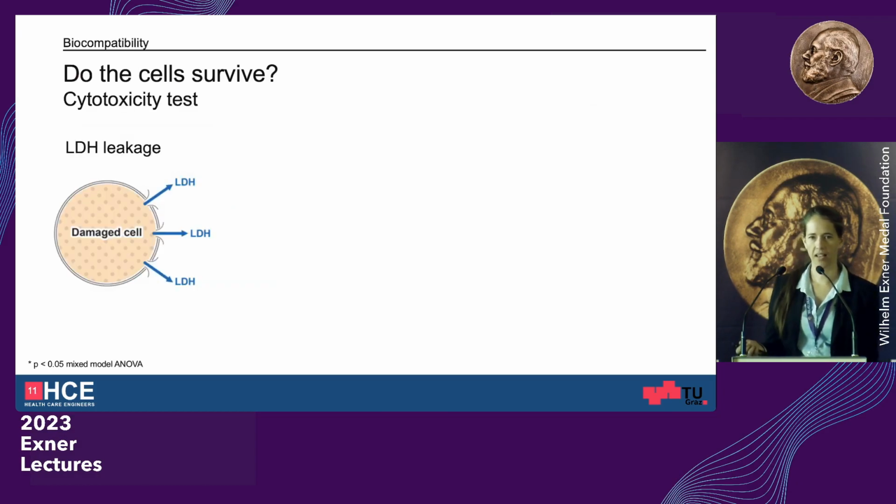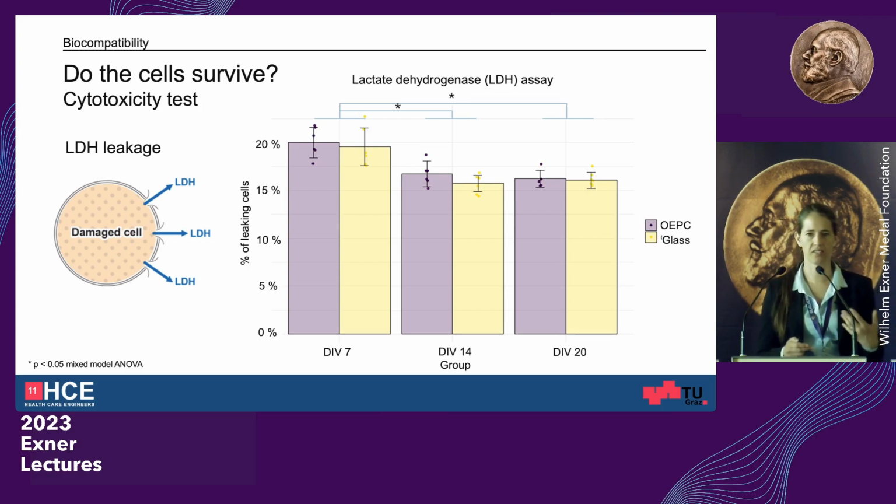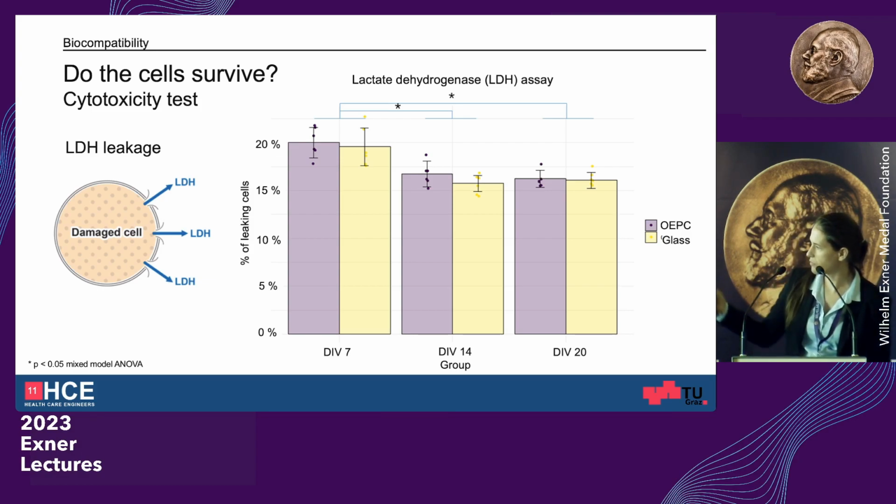So the first question that we have: do the cells actually like the material? Will they survive? So we performed some cytotoxicity tests. Here we see an enzyme called LDH, which is usually inside the cell. If we find it in the medium outside, then this gives a hint that there must be some leakage, or some damage to the cell. If you look at the results, we compare this with glass, because this is where we usually grow the cells. We can see that our OEPC devices perform similar to glass. After 3 weeks, there's no difference to glass, so the cells seem to be happy on these materials.